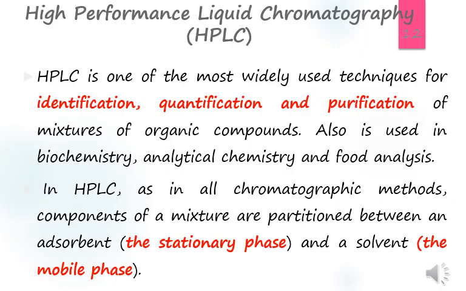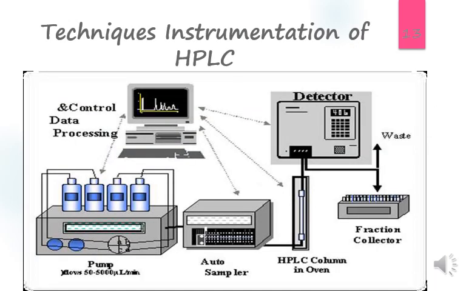HPLC is one of the superior analytical instruments because it is used not only for identification but also for quantification of analytes or compounds, followed by purification. It is used in biochemistry, analytical chemistry and also in food analysis. Components are partitioned or separated between the adsorbent and solvent, that is, the stationary phase and the mobile phase. This is the schematic representation of the HPLC technique used in industrial applications.